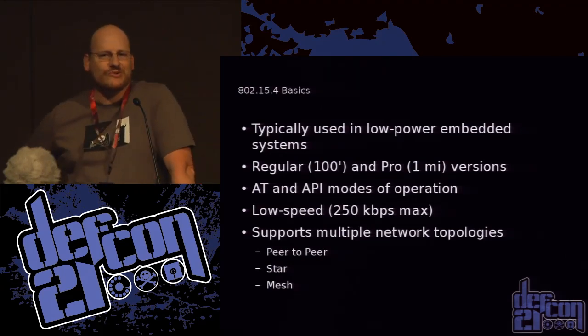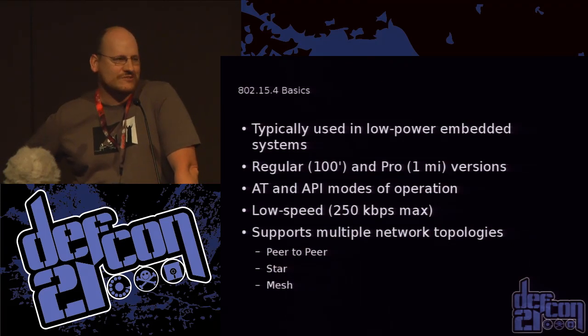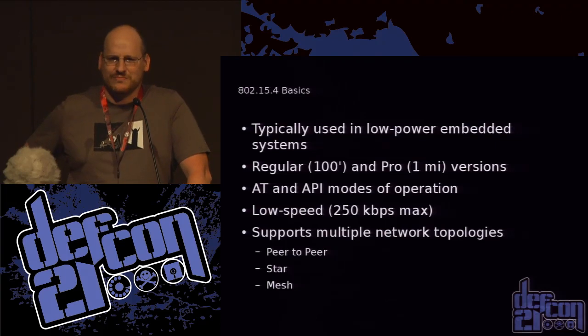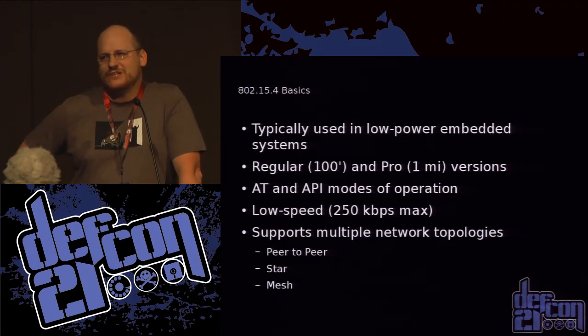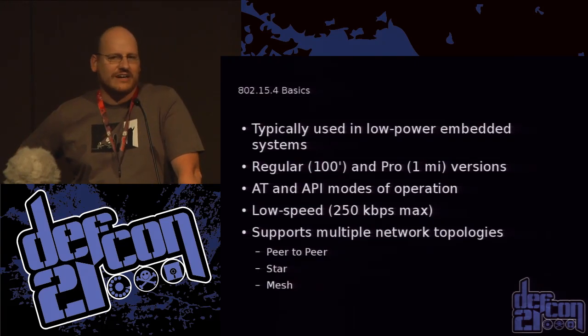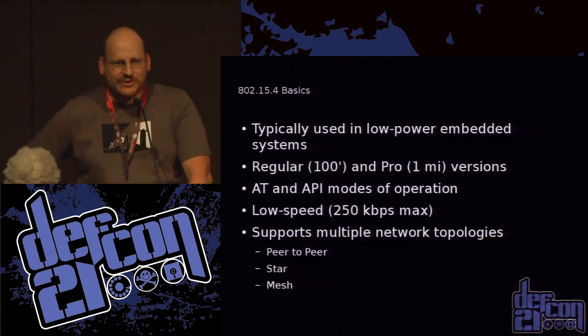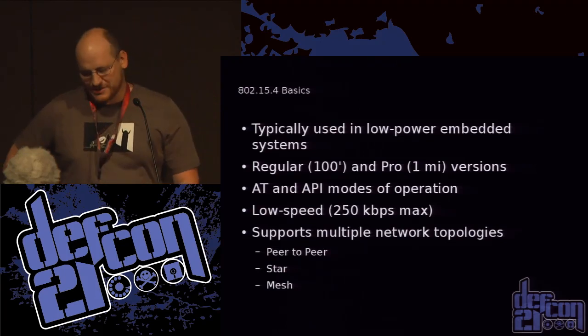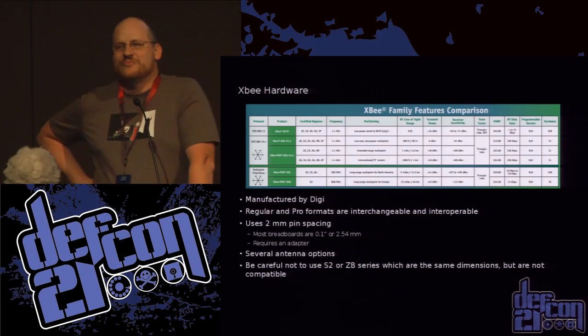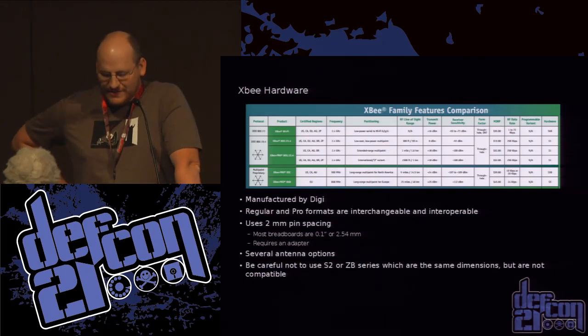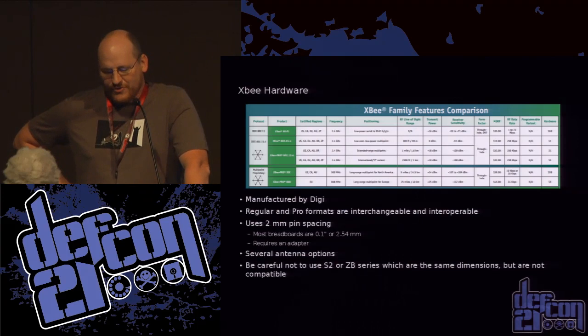Right? They have two different modes of operation. They have what we call AT mode, which, for some of the older among us, you might recognize as AT commands. It's from these things called modems, you know, but some of you are like, I heard about those once. It's fairly low speed, about 250K, and it supports a lot of different topologies, such as peer-to-peer networks, star networks, and mesh networks. And these are made by a company called Digi. They're up in Minnesota, and they have their regular and pro formats.